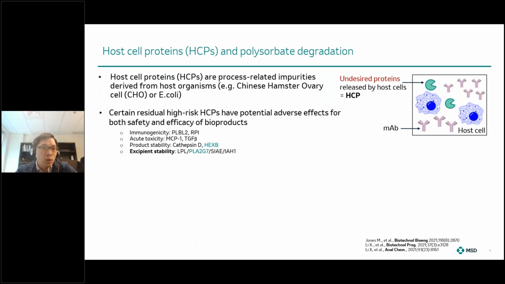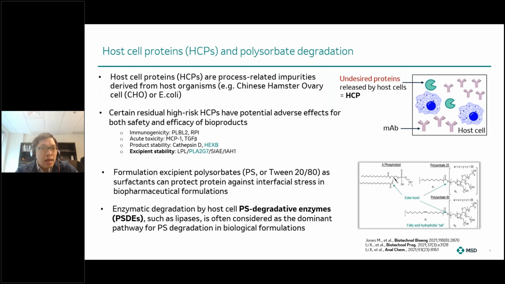We know certain residual host cell proteins have potential adverse effects on both the safety and the efficacy of a bioproduct, including immunogenicity, acute toxicity, and product and excipient stability. Here we list some examples of host cell proteins and their adverse effects, including HCPs identified and categorized by us, including the protein called HEX-B and also a lipase called PLA2G7.